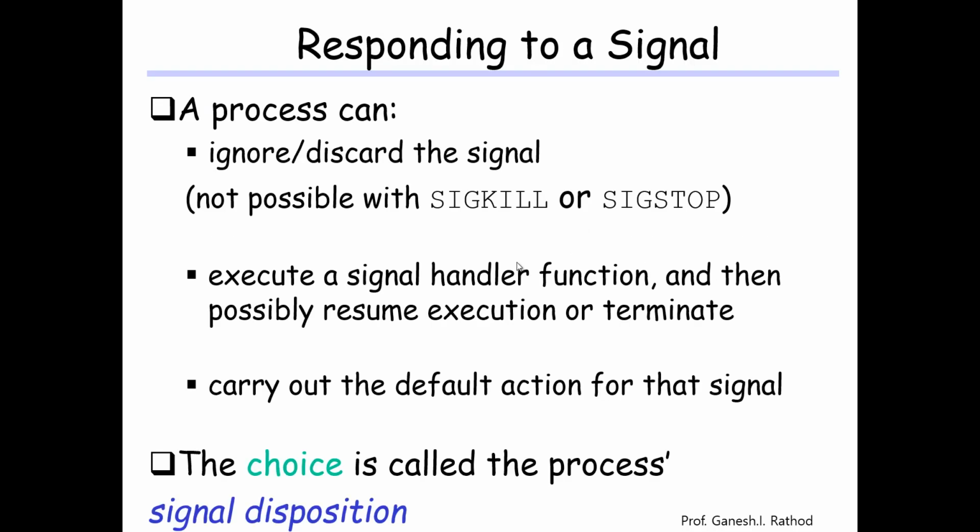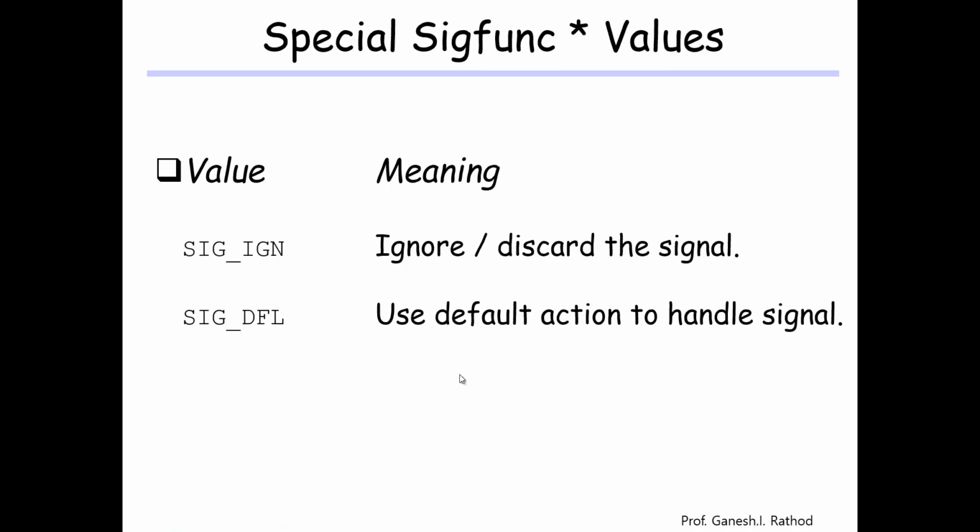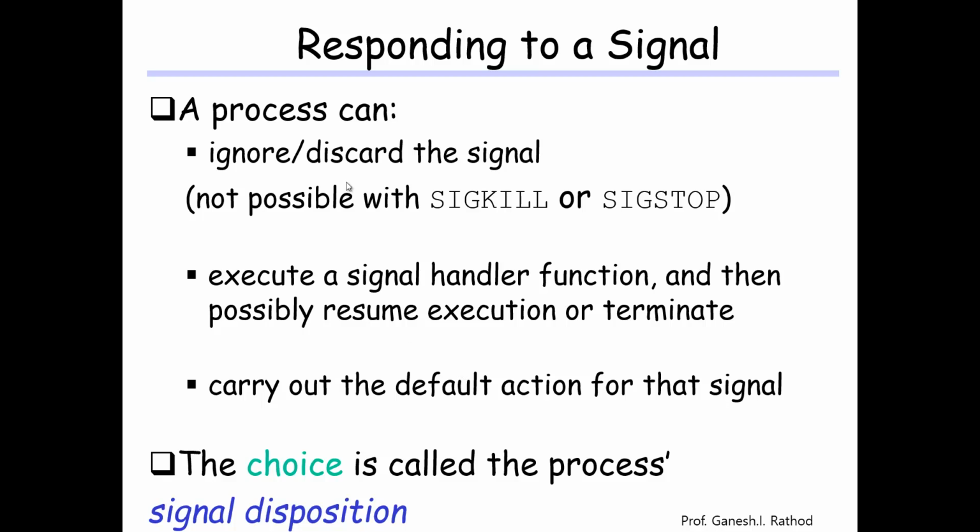So just remember this, whenever the signal comes, there are three things I have to do. Either the process can ignore or discard the signal, or it can execute the signal handler function, or it can carry out the default action. You can ignore or discard the signal, but this is not possible with the SIGKILL or SIGSTOP signals. For these two signals, you cannot ignore them. But for the rest of the signals, you can ignore or discard the signal.